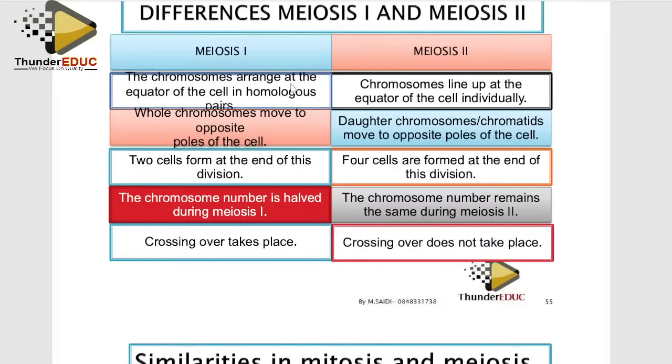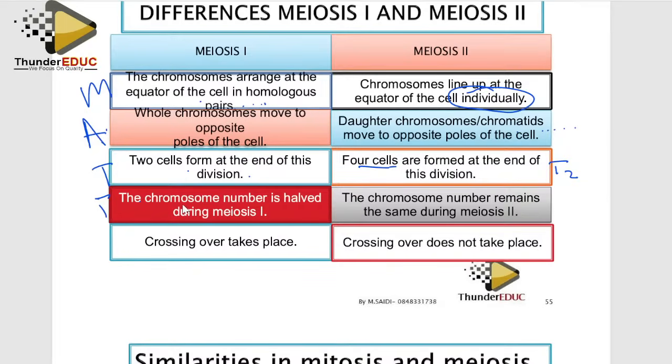chromosomes arranging themselves at the equator in homologous pairs. This is metaphase 1, while here in meiosis 2 the chromosomes line up at the equator individually, and then the whole chromosome moves to opposite poles. This is the anaphase. Daughter chromosomes or chromatids move to opposite poles. Still anaphase 2. Two cells at the end of this division is telophase 1, and then 4 cells are formed. This is telophase 2. They're saying that the chromosome number is halved. Still, this is telophase.